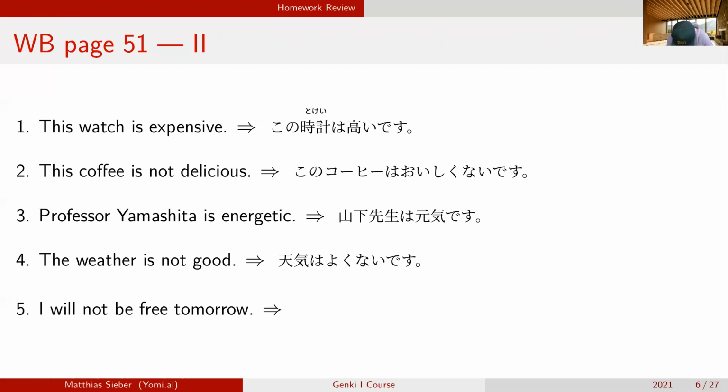I will not be free tomorrow. 明日私は暇よくないです。Is that right? I have to look it up because I don't really know the verb or the adjective for available. Let's look. There is a certain na adjective in the lesson 5 vocabulary list. So if we look at page 131, let's see.